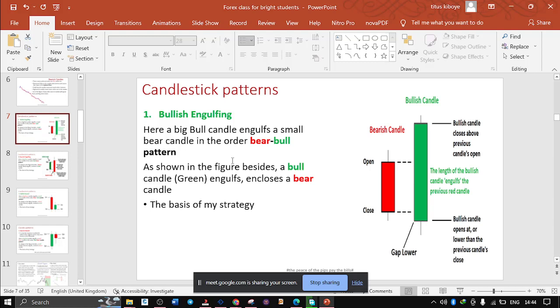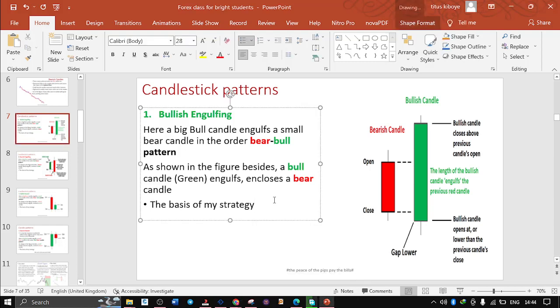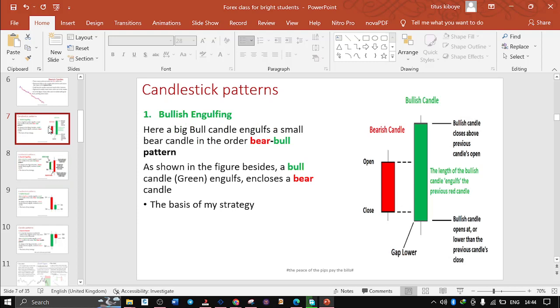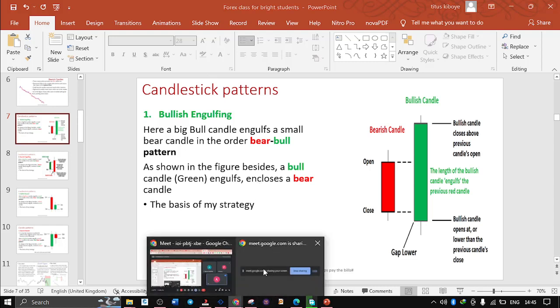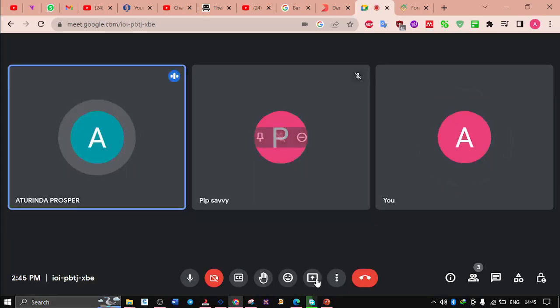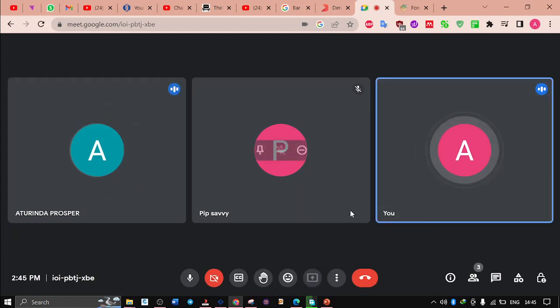Go to slide 7. Wait a bit. I think I've gone to 7, but it's not shifting. I've sent you money, you buy. I've bought. Has it changed? We are still at bearish engulfing. Let me first stop sharing, then I reshare it again. Your sharing goes only forward, it doesn't go backward. I don't know.